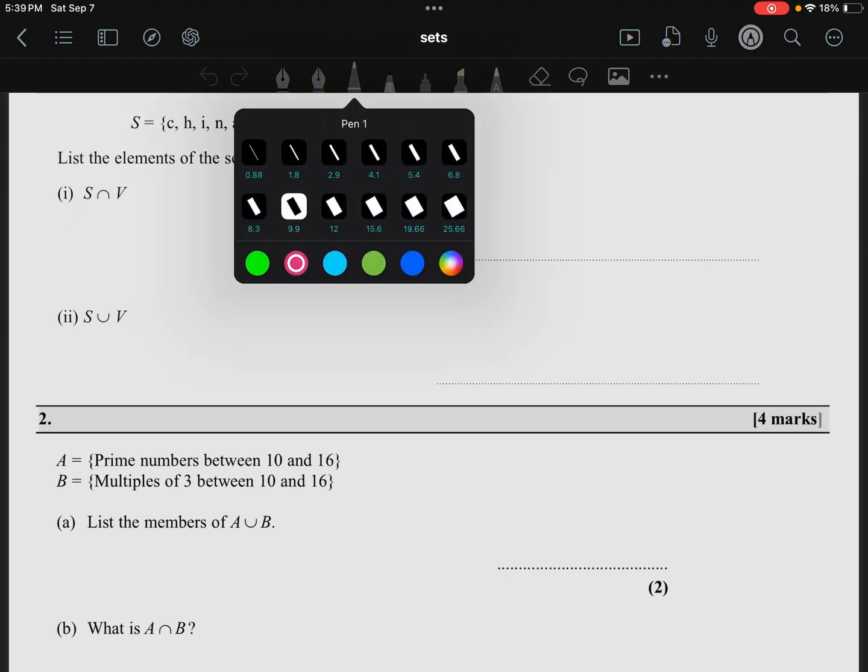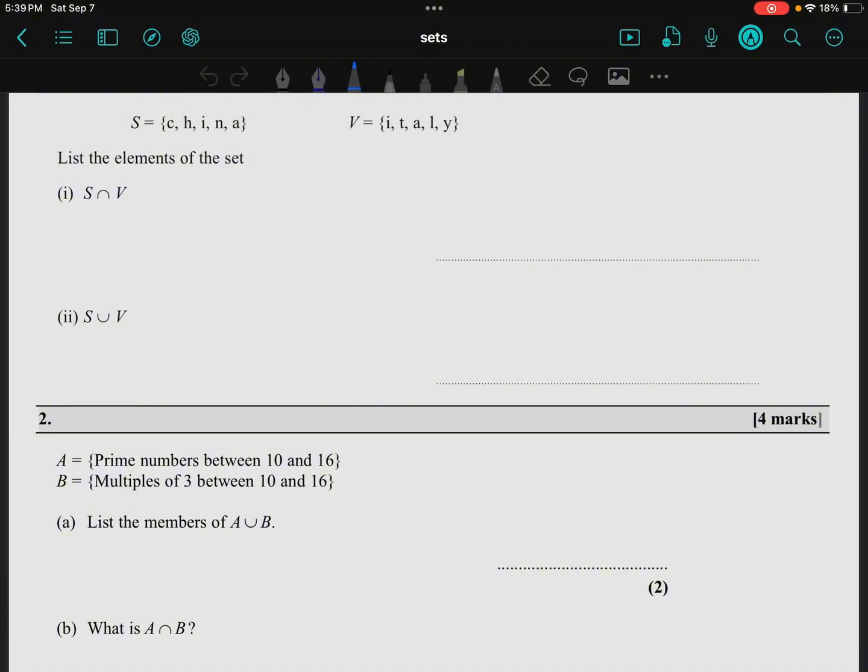Intersection means whatever is common. So let's see what the common elements are. I is common in both. Then T is not there. A is there. Then only these two elements. So what are the common elements? I, A.